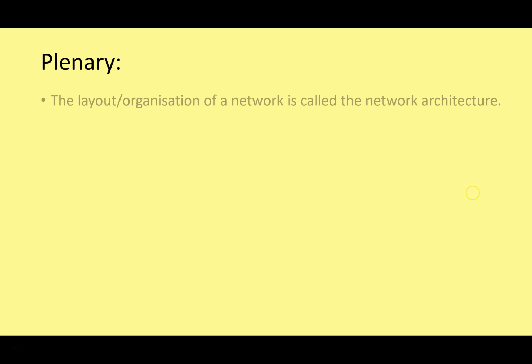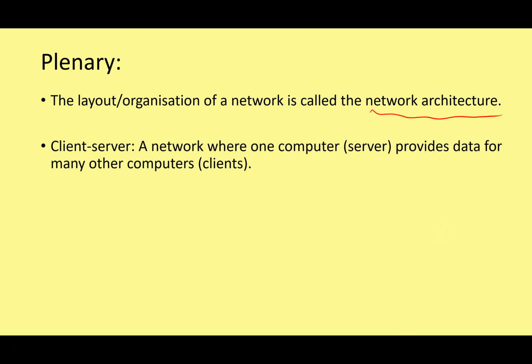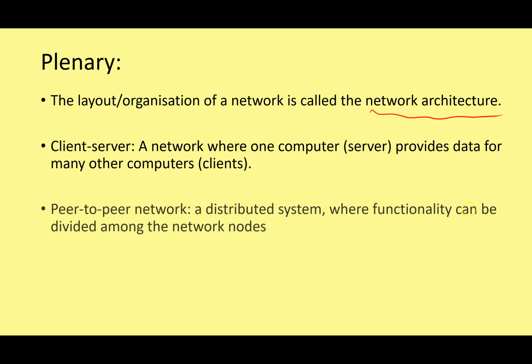So to sum up, the layout or the organization of a network is called its network architecture. A client-server network architecture is a network where one computer, the server, provides data and services for many other computers known as clients. A peer-to-peer network is a distributed system where functionality can be divided among many network nodes.